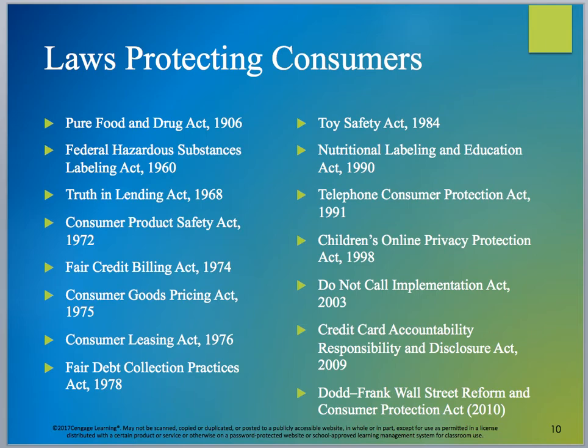In 1906, we had a Pure Food and Drug Act. In 68, we had a Truth in Lending Act. The Consumer Leasing Act of 76, the Do Not Call Implementation Act that was enforced in 2003, Children's Online Privacy Protection Act of 1998, then the Dodd-Frank Wall Street Reform and Consumer Protection Act of 2010.